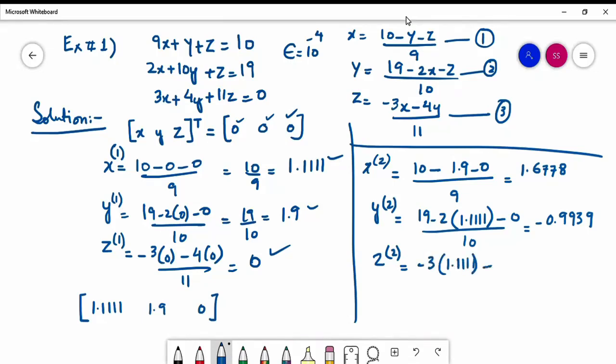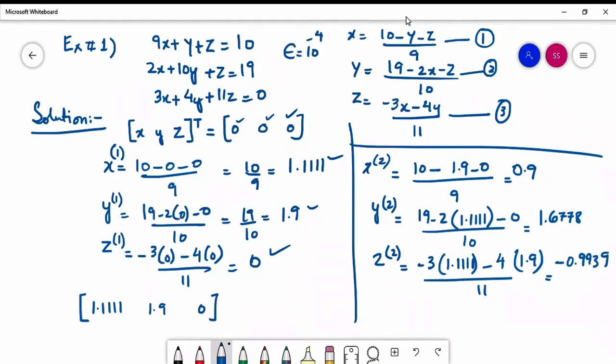1.111 minus 4 into y, which is 1.9, divided by 11, so you get the value. Sorry, this value is 10 minus 1.9 is 0.9, and I just replace these values: 1.6778, and this value is minus 0.9939. Now your second iteration has the modified values of x, y, z: 0.999, 1.6778, and minus 0.9939.